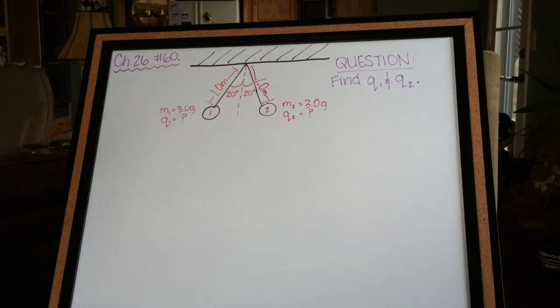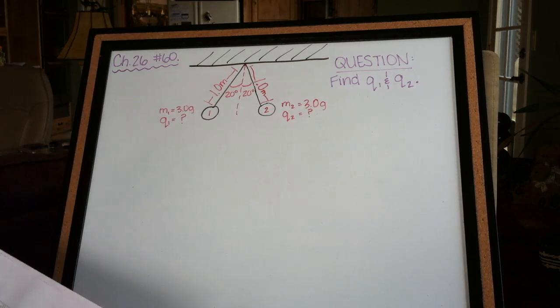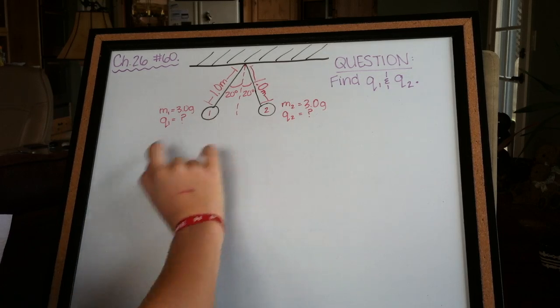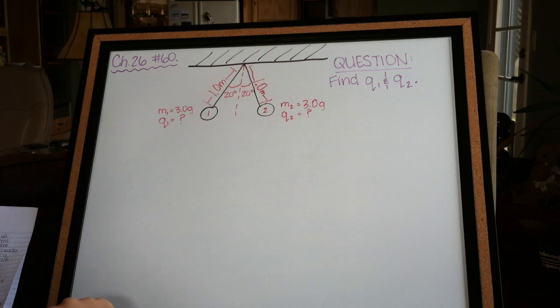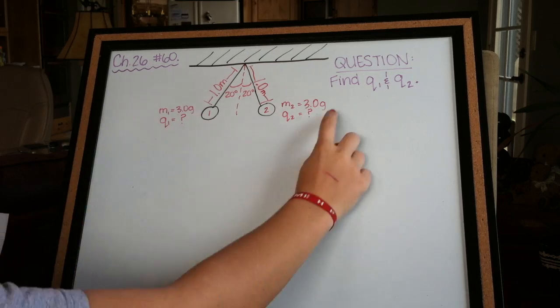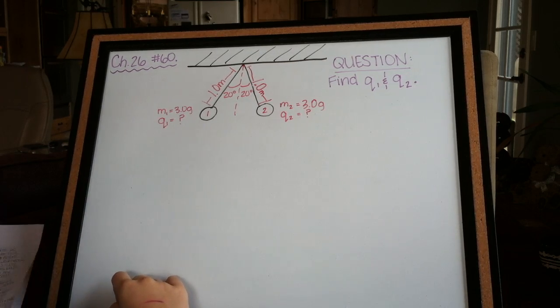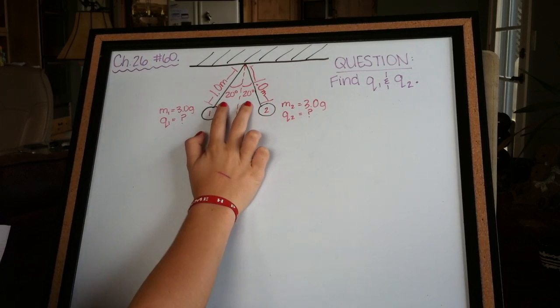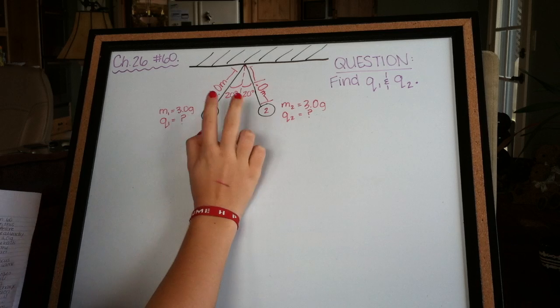This video will give the solution to problem 60 in chapter 26. Now the problem asks, given this system, find the charges of the two balls. We know the mass of both balls is 3 grams. We know the length of the ropes is 1 meter. And we know the angle that separates them is 20 degrees.